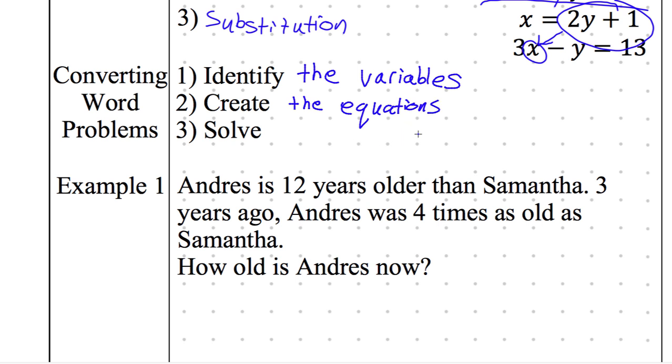And that is also a pretty hard step. And then step 3 should be review. That doesn't mean it's easy, but it's a review of doing step 2 and 3. You're going to solve the equations.